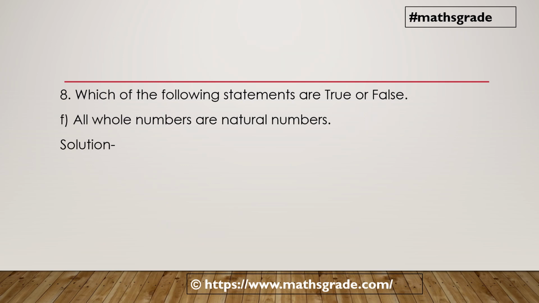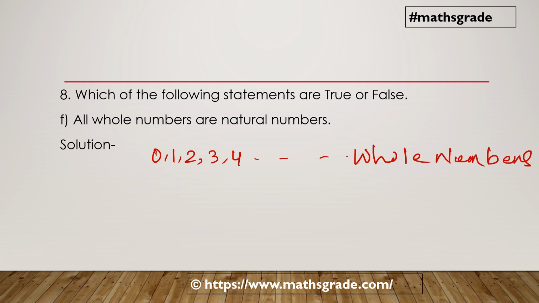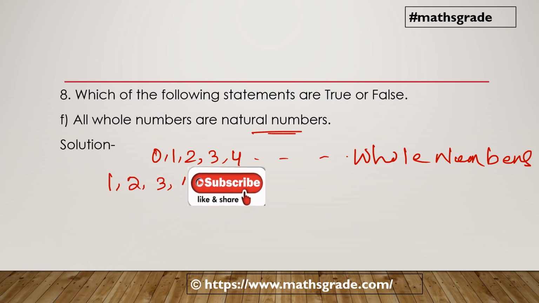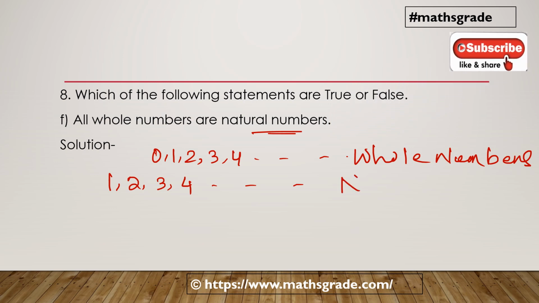Now part F. All whole numbers are natural numbers. We know whole numbers start with 0: 0, 1, 2, 3, 4. These are whole numbers. And natural numbers are counting numbers, which start with 1, 2, 3, 4 like this. These are natural numbers.